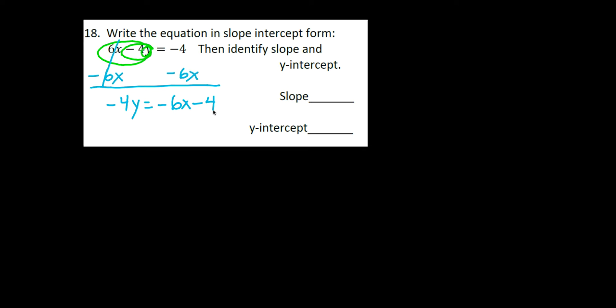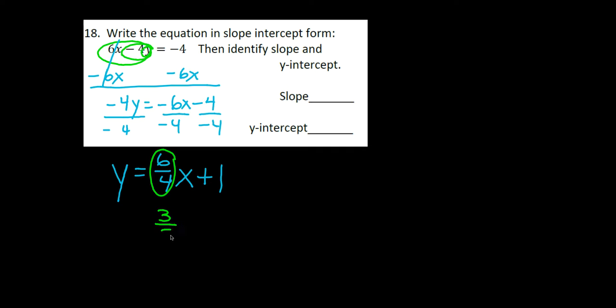To get the y by itself, I need to divide by negative 4. And that's going to leave me y equals 6 over 4x. Notice that I made it a positive. And then negative 4 divided by negative 4 is plus 1. We could certainly simplify this fraction if we chose to do so. 6 over 4 can be rewritten as 3 over 2.